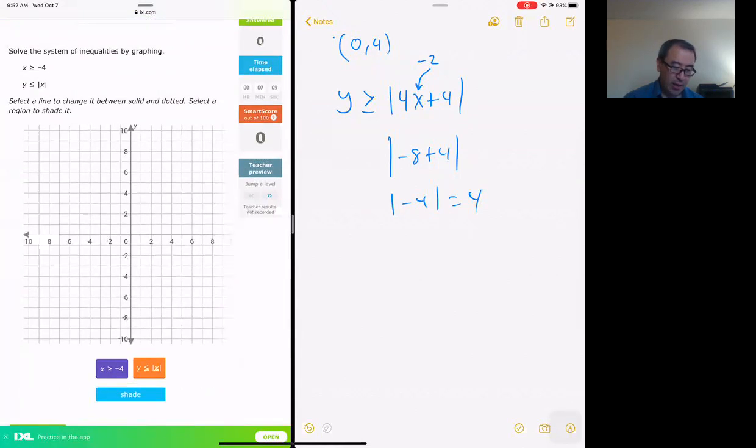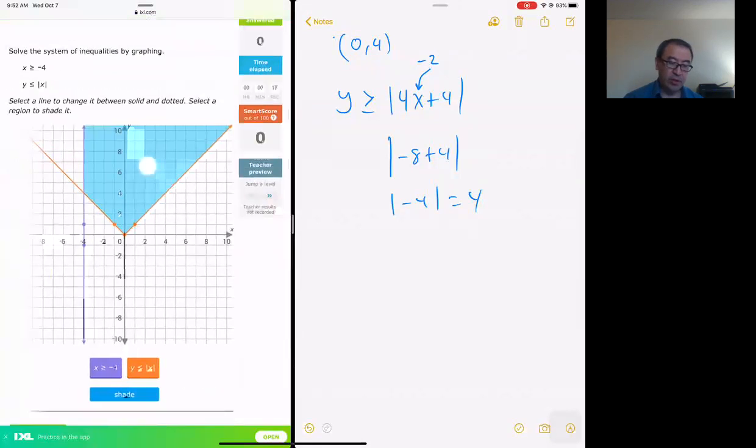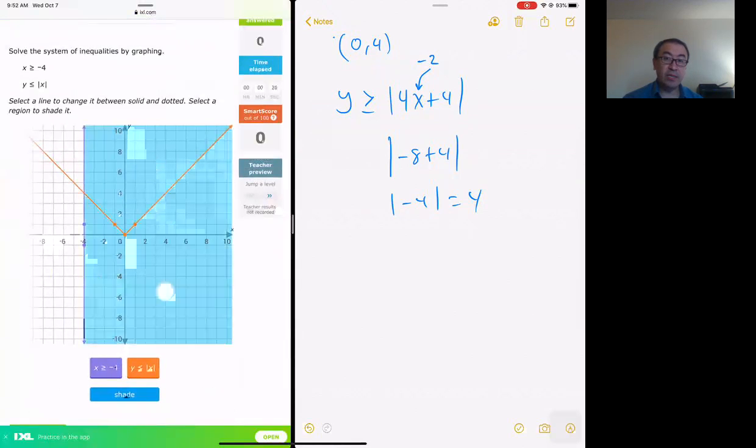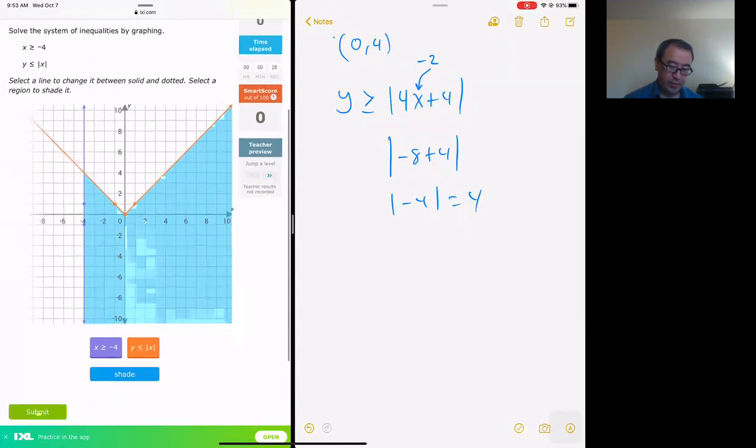Let's do this problem again. X is greater than -4. Here's -4. Our graph of absolute value of x is that line here. Now let's decide which way to shade. X is greater than -4. These are my two possibilities. Of these two possibilities, which one is less than the absolute value? And that's going to be right for us.